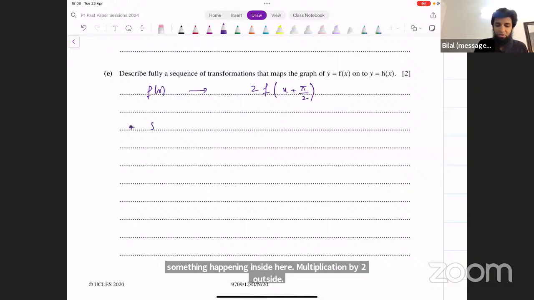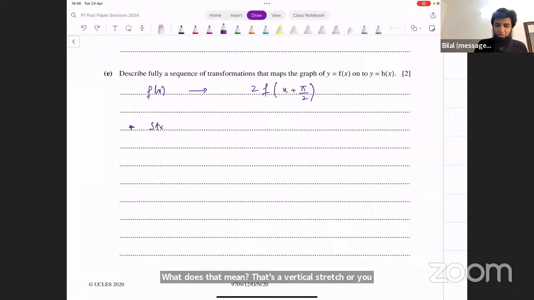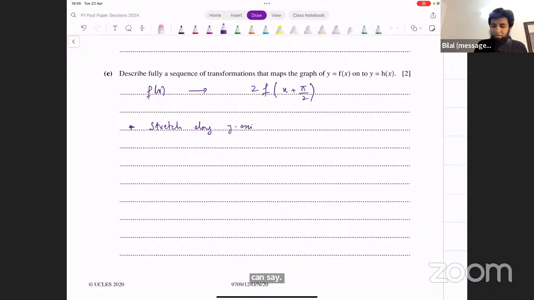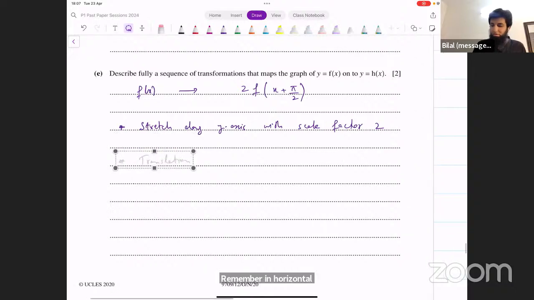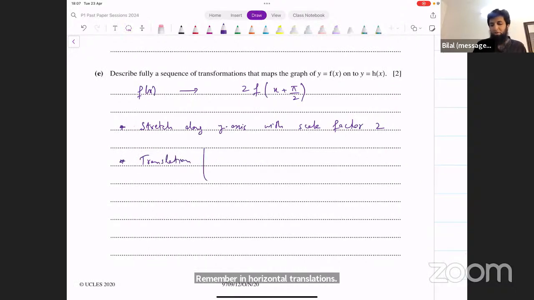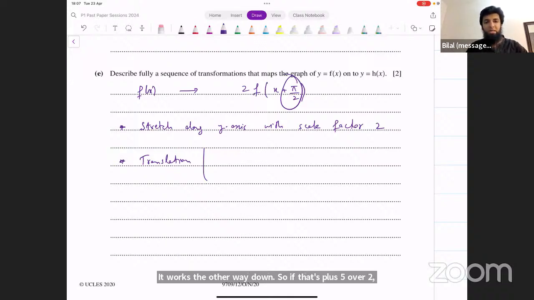That's a vertical stretch, or you can say a stretch along the y-axis with scale factor 2. And inside you've got a translation. It's a horizontal translation. Remember, in horizontal translations, it works the other way around. So if it's plus pi over 2, that means you're moving pi over 2 units to the left.